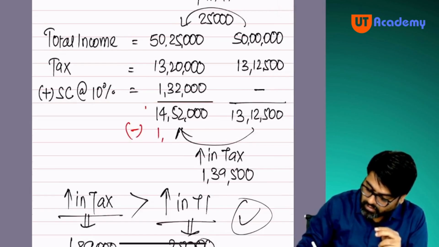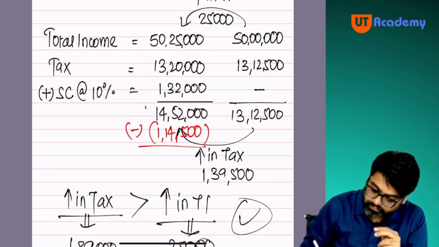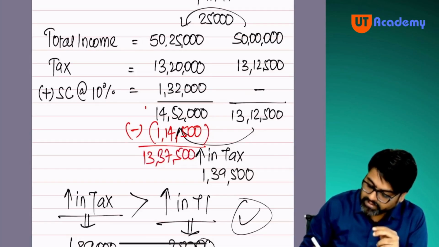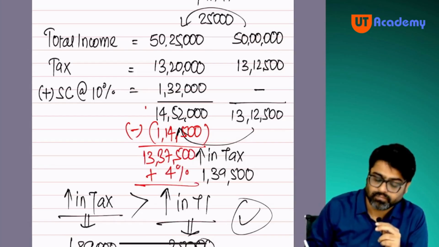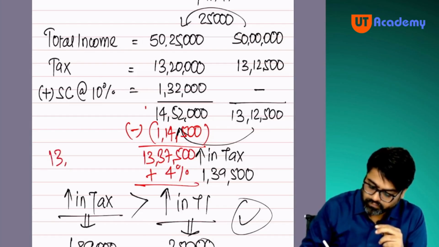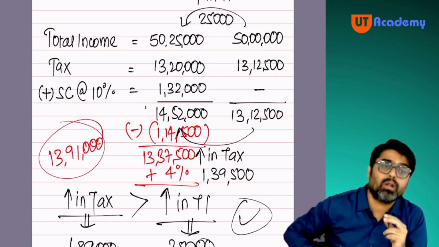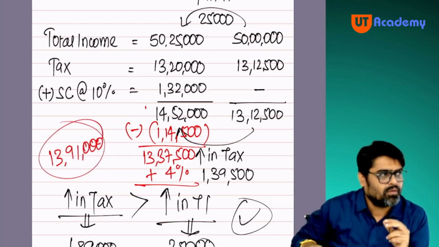1,14,500. So can I say now you will not be asked to pay this much tax? Out of this 1,14,500, you reduce that. 13,37,000. This tax you pay plus 4% cess also. 13 lakhs. How much? 13,91,000 will be your final tax. Easy calculation, no? Everyone, one more example.